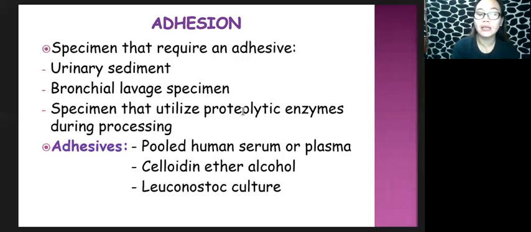For the adhesion technique, we can make use of the following adhesives. We have your pooled human serum or plasma. We can also make use of your celloidine ether alcohol and your leuconostoc culture. These are the different adhesives for your smears.